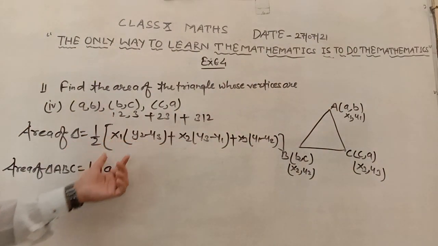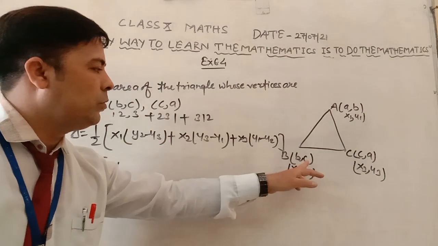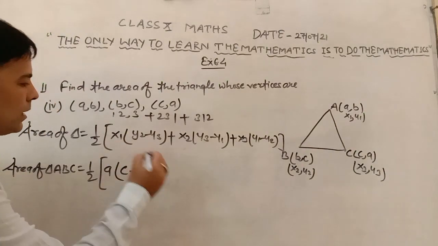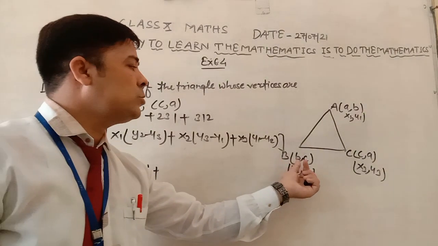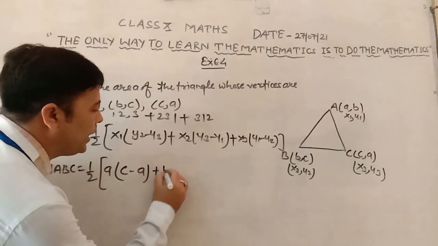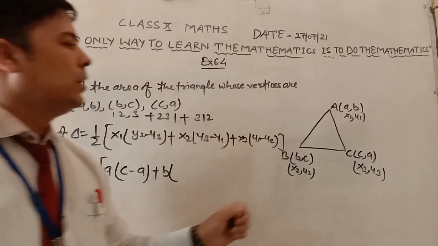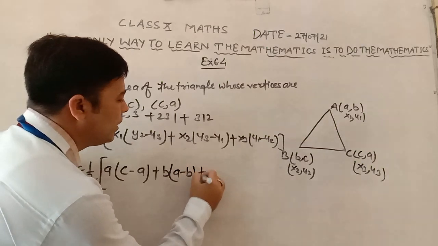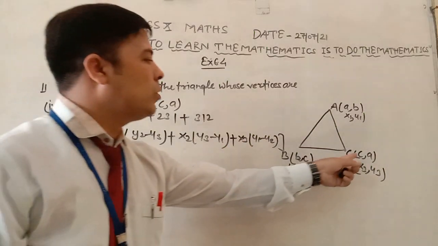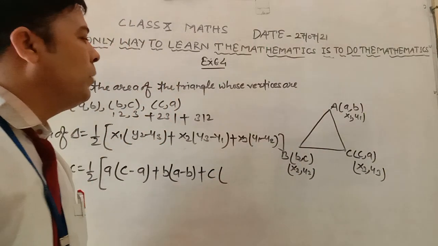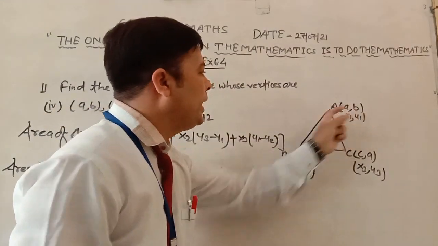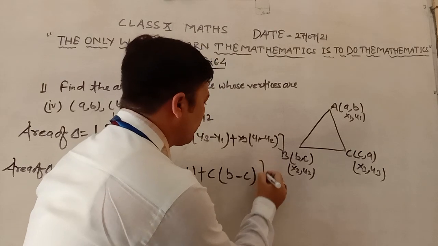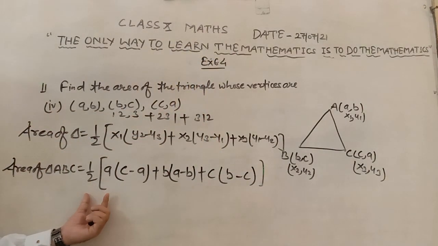Now putting the values: x1 means a, times (y2 minus y3). y2 is equal to c and y3 is equal to a, so it is (c minus a), plus x2. x2 is equal to b, times (y3 minus y1), which means (a minus b), plus x3. x3 is equal to c, times (y1 minus y2). y1 is equal to b and y2 is equal to c. This is the area of the triangle.